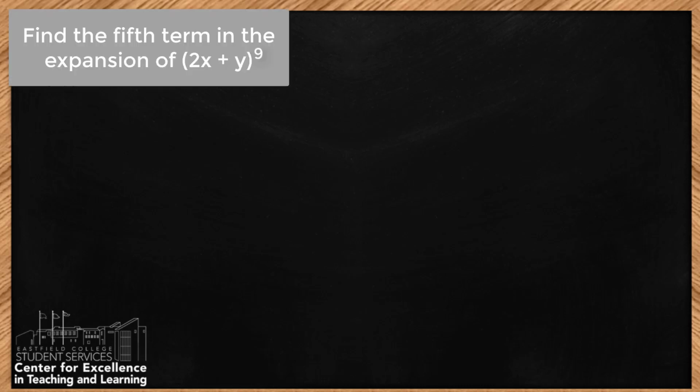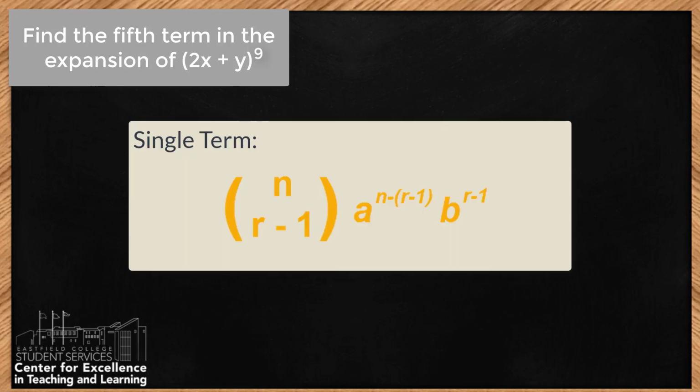Problem we're working on: finding a particular term in a binomial expansion. And fortunately for us, we don't have to work out the whole expansion to be able to find a particular term. Our example is: find the fifth term of the expansion of (2x + y) to the ninth power. And we're going to use the formula for a single term of a binomial expansion.